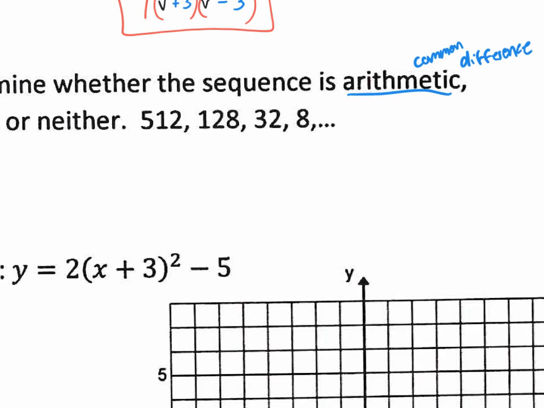If you take any number and subtract the number before it, that answer should be common in between all the numbers. Okay, so if I go 8 take away 32, it doesn't even matter. If I go 32 take away 128, is that going to be the same as 8 take away 32? Heck no. 8 take away 32 on a calculator is negative 24. But 32 take away 128 is definitely not negative 24, that's negative 96. So there's definitely no common difference, which means it's definitely not arithmetic.